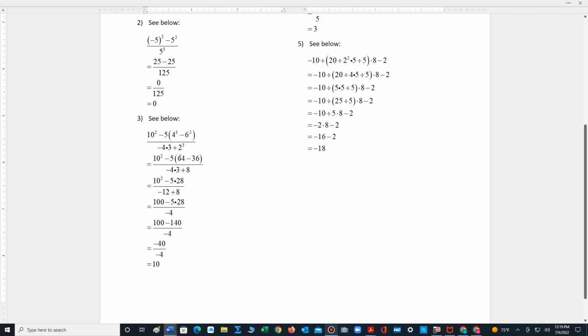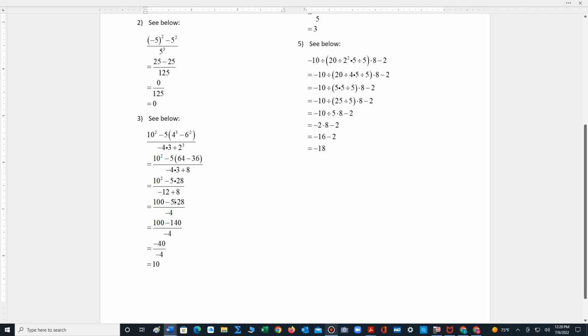In the numerator, we subtract 64 and 36 to get 28. That will multiply with the 5. We could drop the parentheses. In the denominator, negative 4 times 3 is negative 12. In the numerator, 10 squared is 100 minus this 5 times 28. And then divided by negative 12 plus 8 is negative 4.